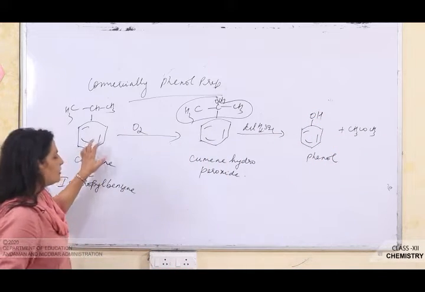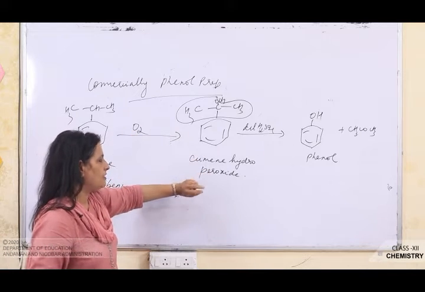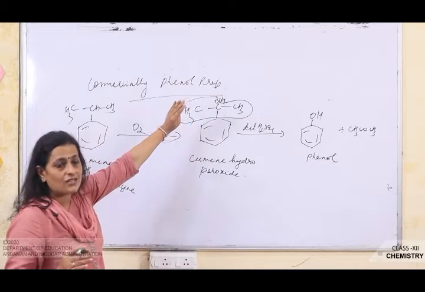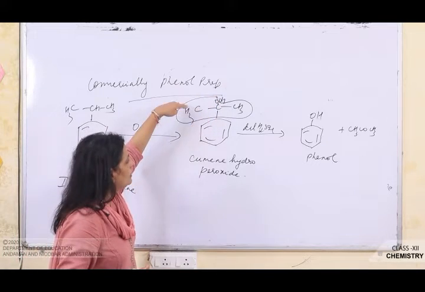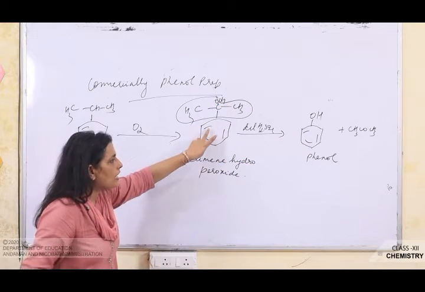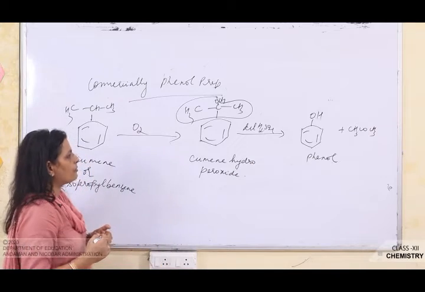That is, cumene on oxidation with air gives you cumene hydroperoxide. Peroxide means how many oxygen will be there? 2. The mechanism of the reaction is not required. So from this a molecule of acetone is eliminated and the OH group is attached to the phenyl ring. So, you are getting what? Phenol.